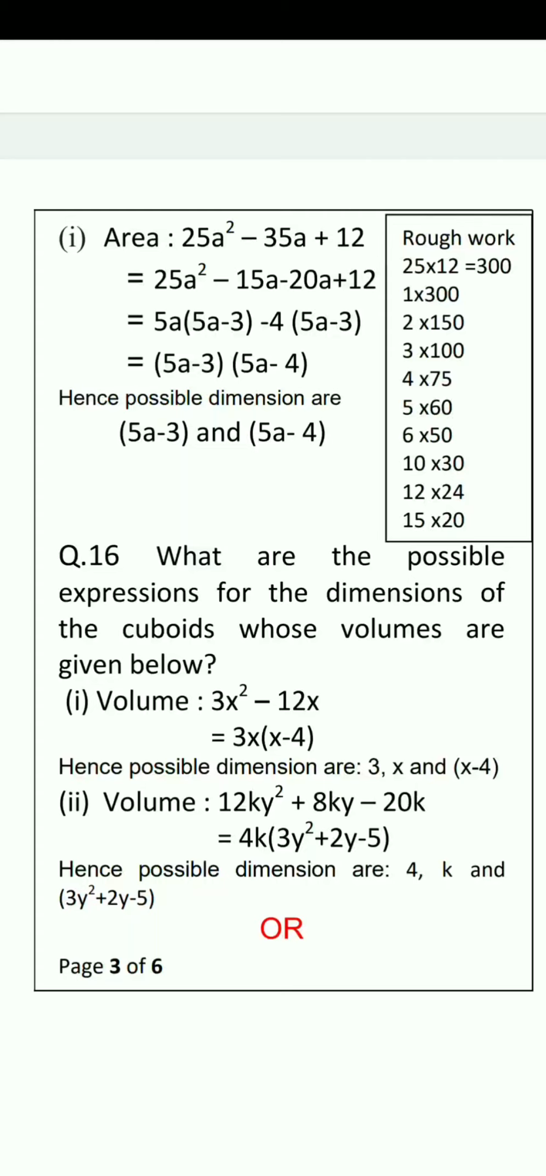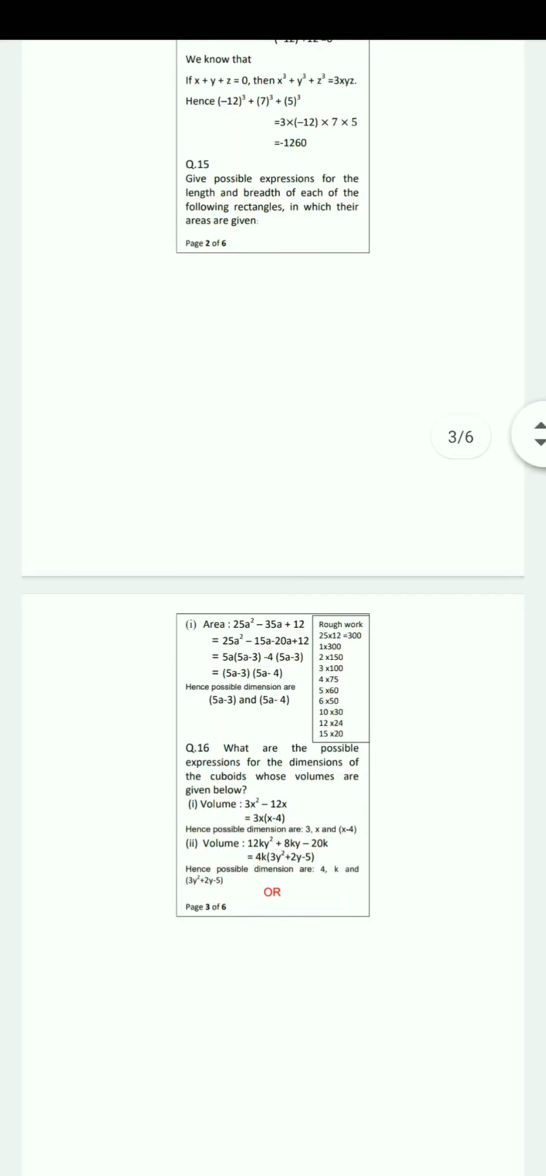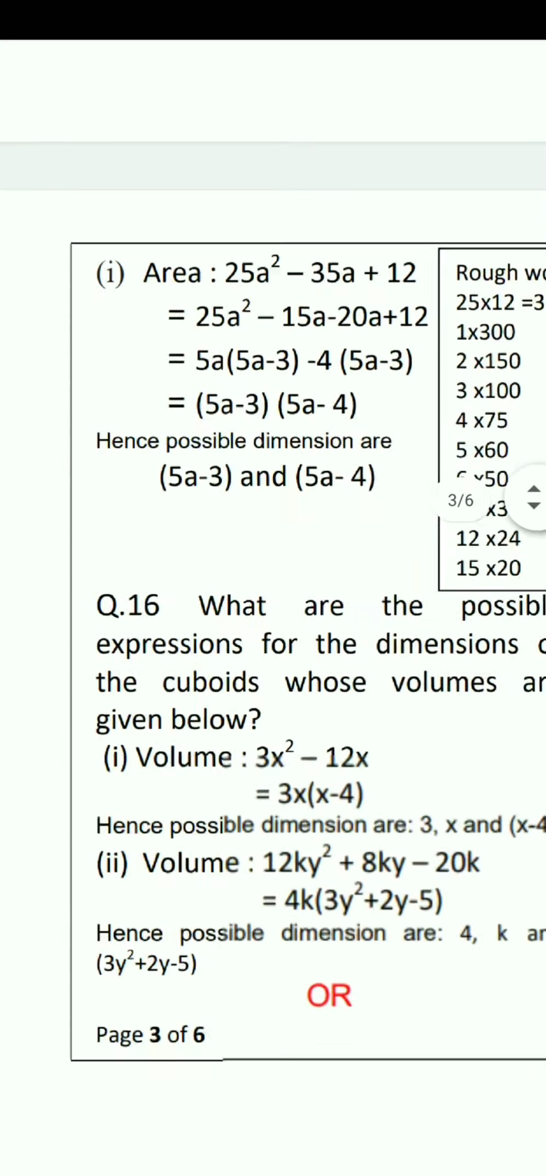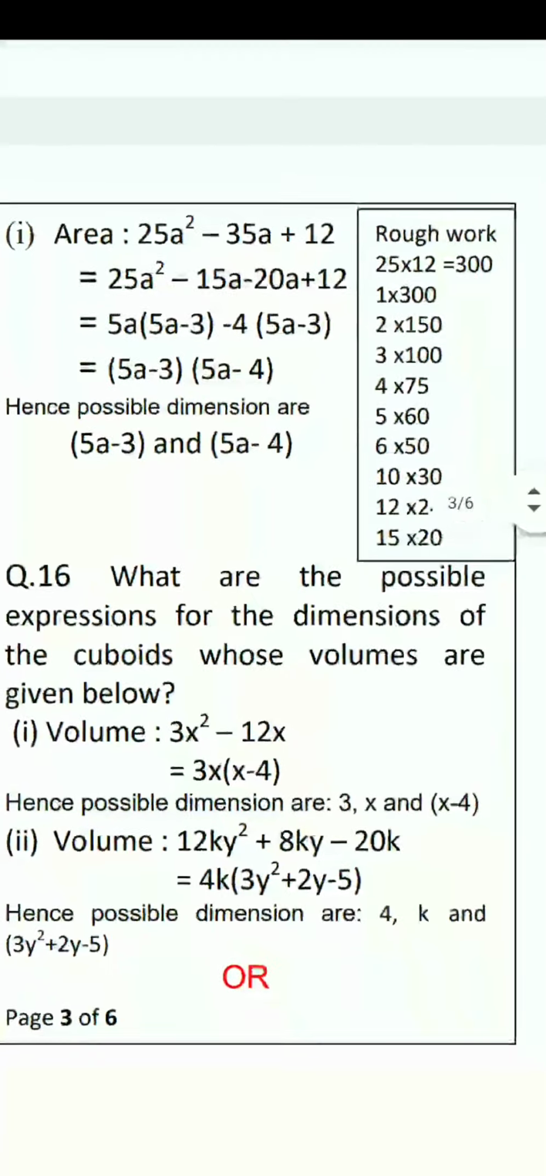Now take 5 common from the first two terms, left is 5a minus 3. From the last two terms we can take minus 4 common, 5a minus 3. 5a minus 3 is again common, and 5a minus 4 will be left. So hence the possible dimensions are 5a minus 3 and 5a minus 4. We can't predict here which is the length and which is the breadth because anything can come first. Now the second part you have to solve on your own.